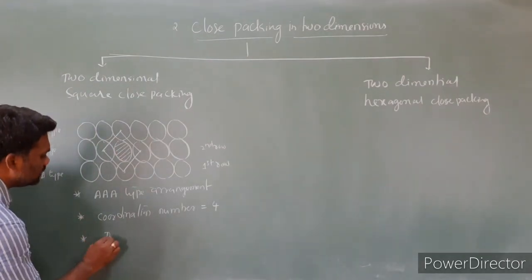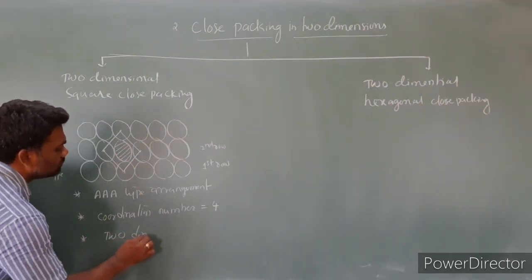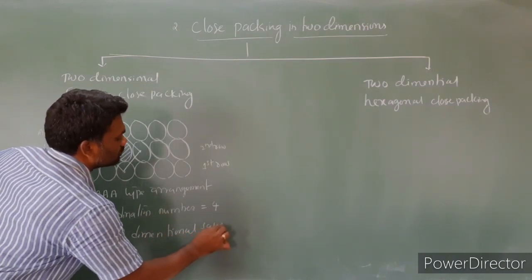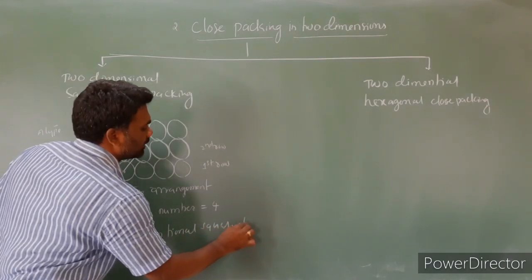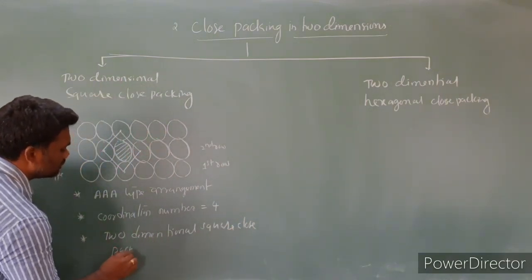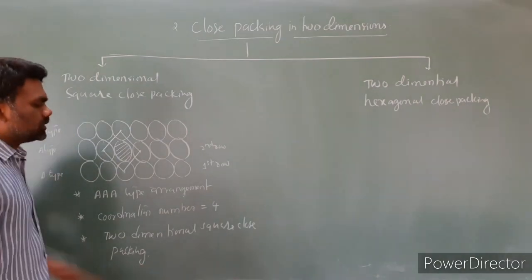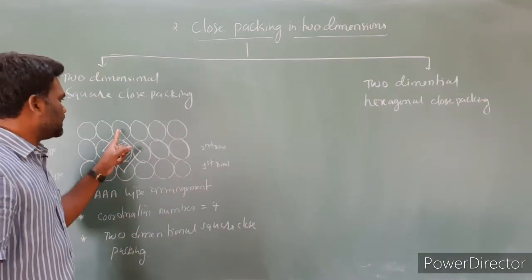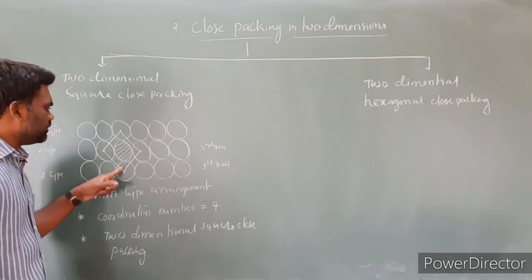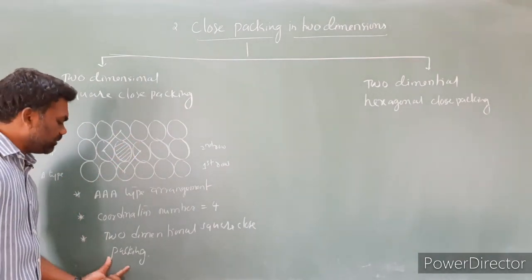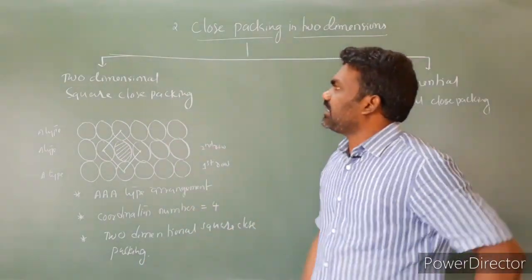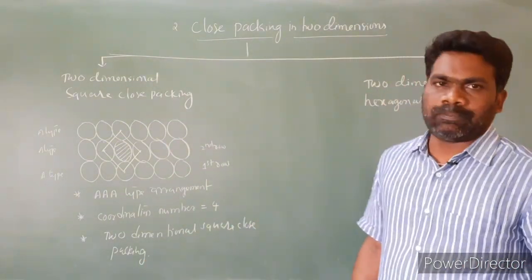So this is two-dimensional square close packing, because when the centers of its four immediate neighbors are joined, a square is formed. That is why we call it two-dimensional square close packing. So this is the two-dimensional square close packing.